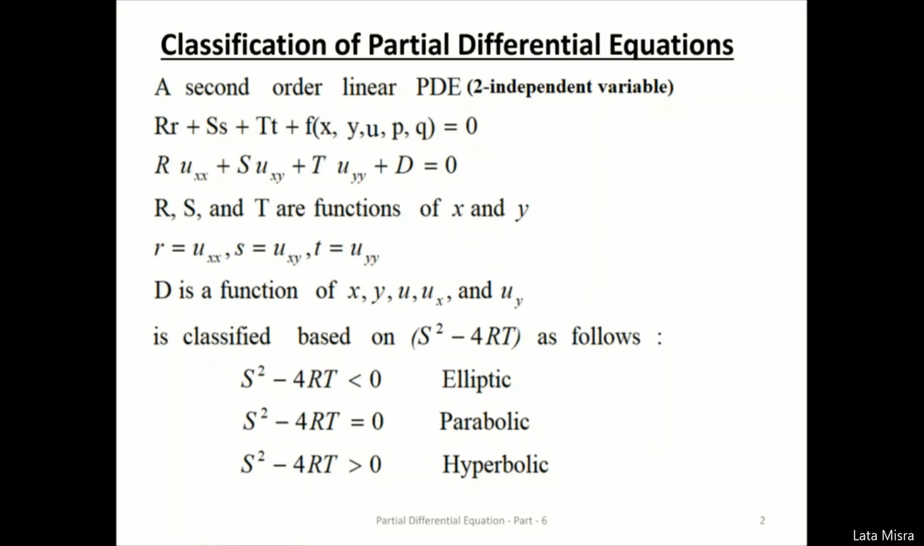So we classify this partial differential equation by using S square minus 4RT. If S square minus 4RT is less than 0, then the partial differential equation is elliptic. When S square minus 4RT is equal to 0, it is parabolic, and if S square minus 4RT is greater than 0, then we say the partial differential equation is hyperbolic.